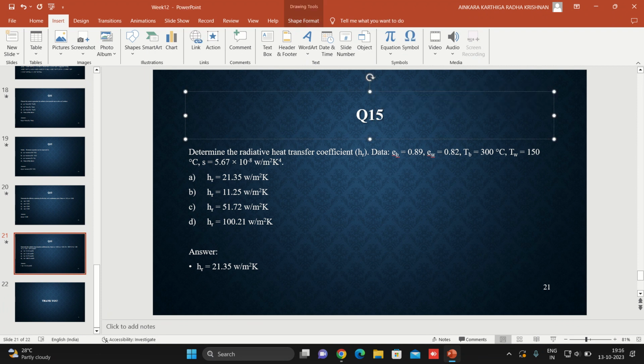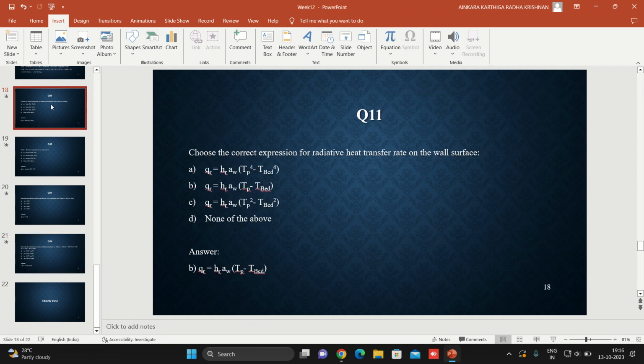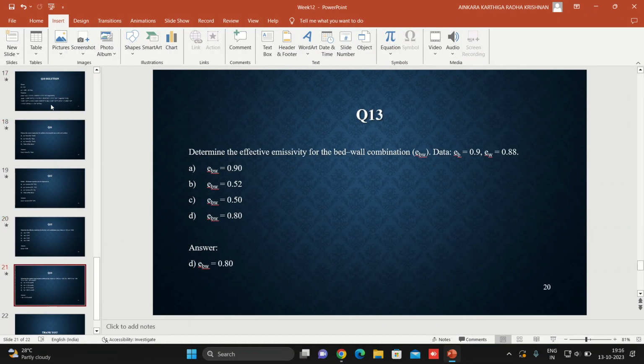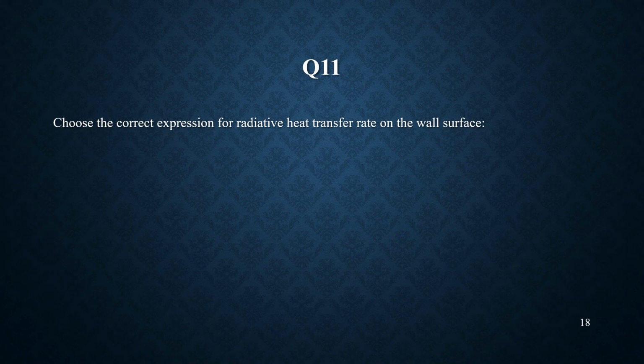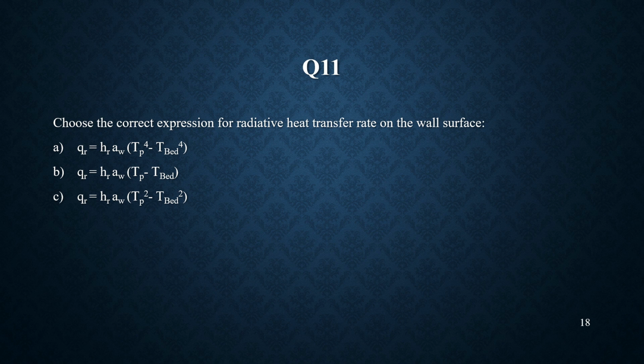The problems are pretty much straightforward, two problems and two theory questions. So it is very easy. So in question 11 it is asked, choose the correct expression for radiative heat transfer rate on the wall surface. So what do you guys remember when we are saying radiative heat transfer? It is Stefan-Boltzmann law. So there we are getting power of 4, if you remember, T to the power of 4. So just remember that. Option A, it is QR is equal to HR into AW into TP power 4 by T bed power 4. Option B, it is QR is equal to HR AW TP minus T bed. TP is temperature of the particle and T bed is the bed temperature. Option C, it is QR is equal to HR into AW into TP square minus T bed square. Option D, it is none of the above.